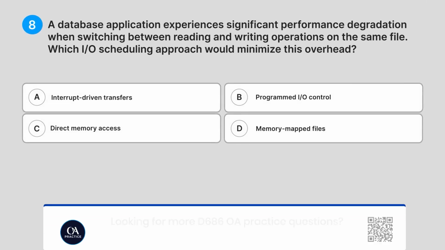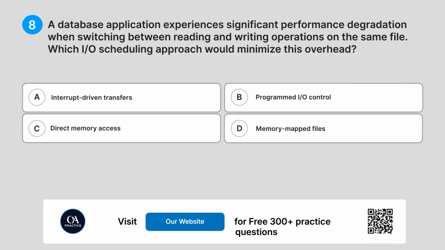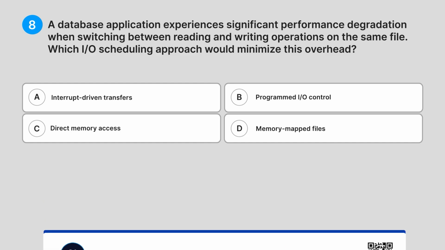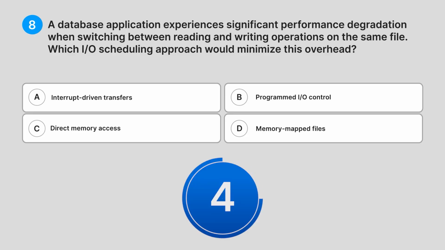8. A database application experiences significant performance degradation when switching between reading and writing operations on the same file. Which I/O scheduling approach would minimize this overhead? A. Interrupt-driven transfers. B. Programmed I/O control. C. Direct memory access. D. Memory-mapped files. Do you know the answer?